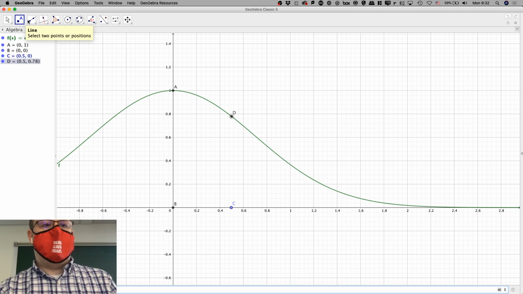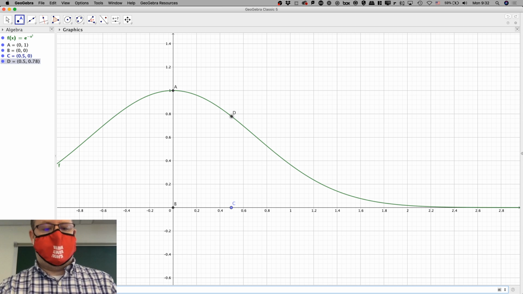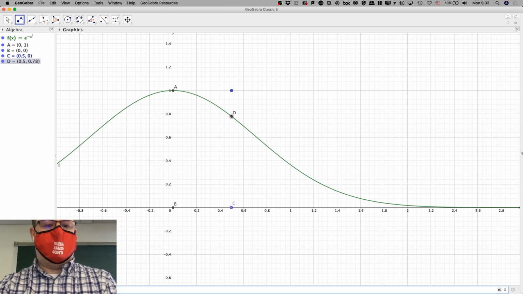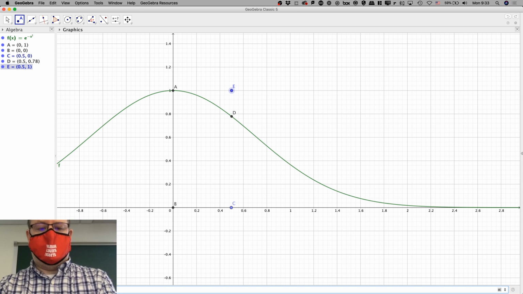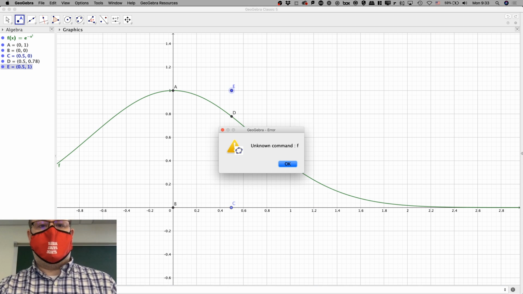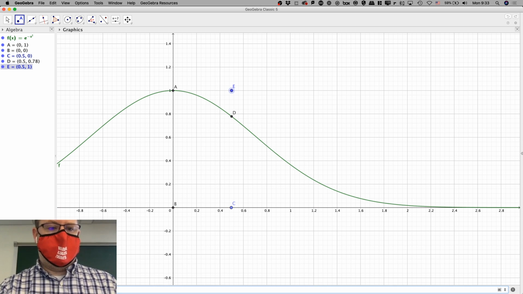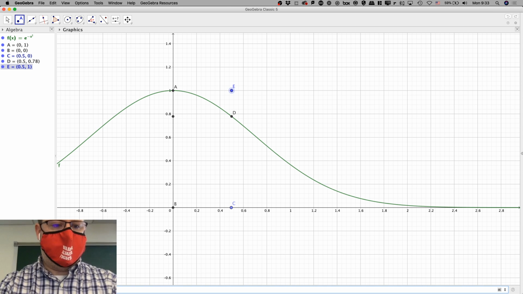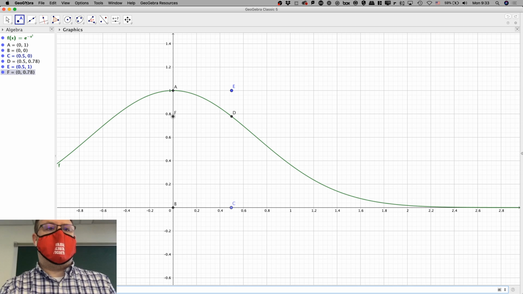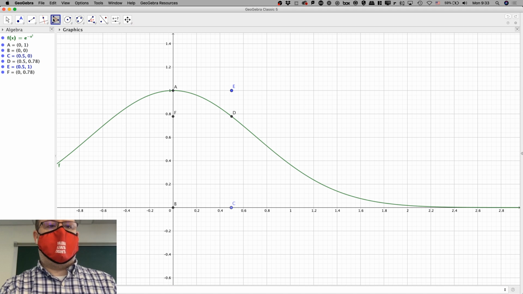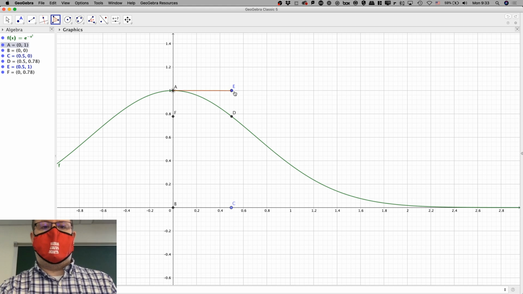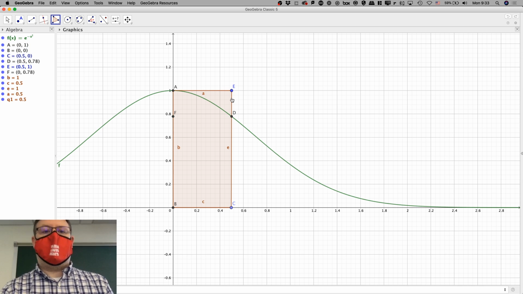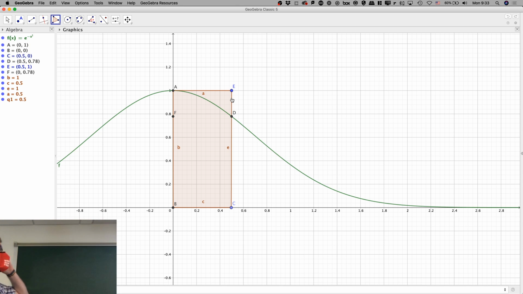Okay, and let me say E equals 0.5 and F equals F of 0.5. Hang on one second. Okay. Because what I want to do is draw an actual rectangle. So this, okay, would be the rectangle if I did a left-handed version.